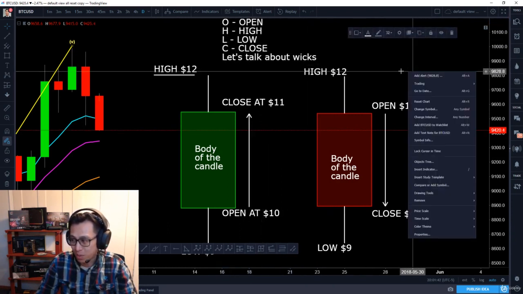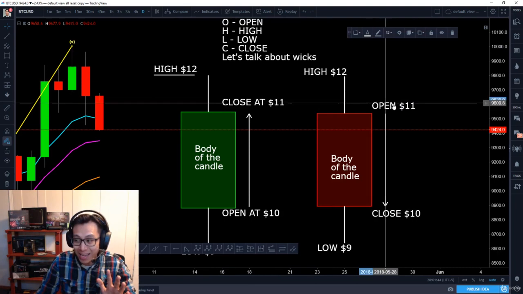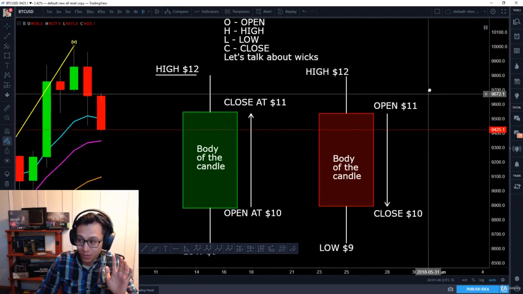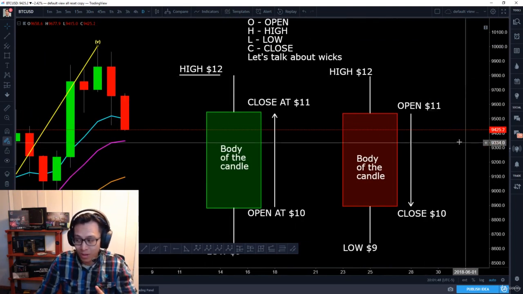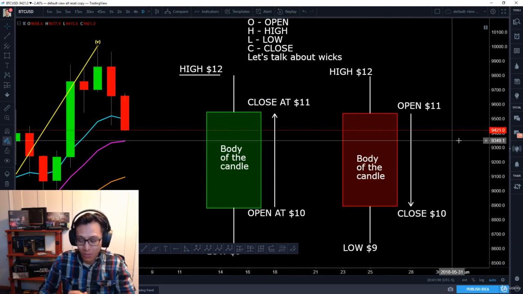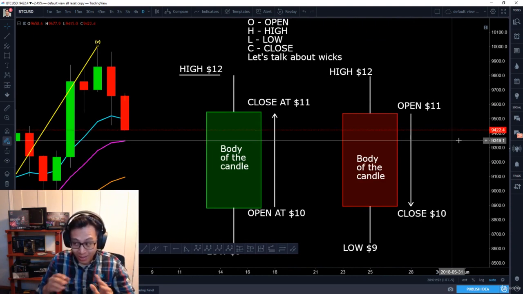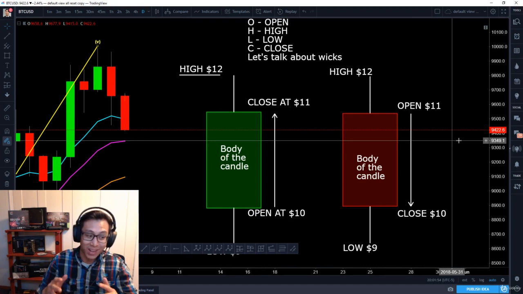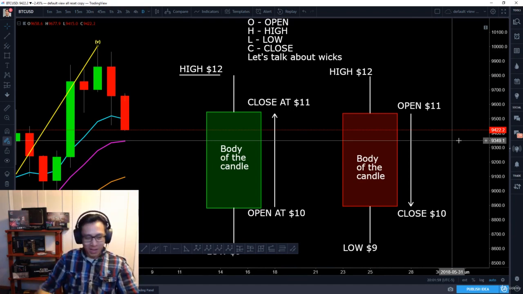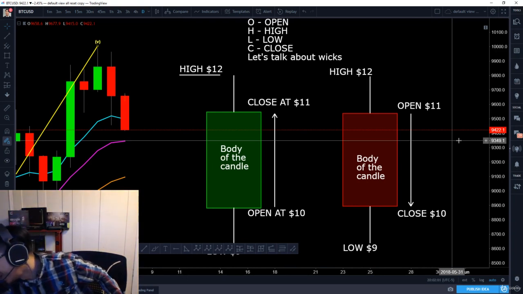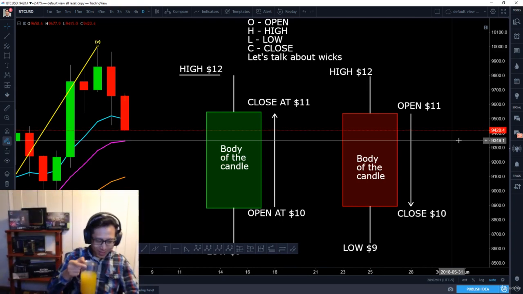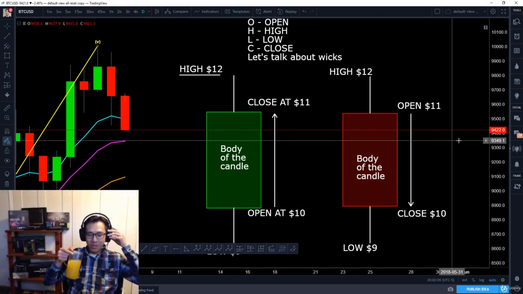So let's think about this together, where we now have a high of $12, okay, an open of $11, a close of $10, and a low of $9. I'll give you guys 30 seconds while I have a sip of my peach mango drink right here to think about what circumstance could we actually have that right there.